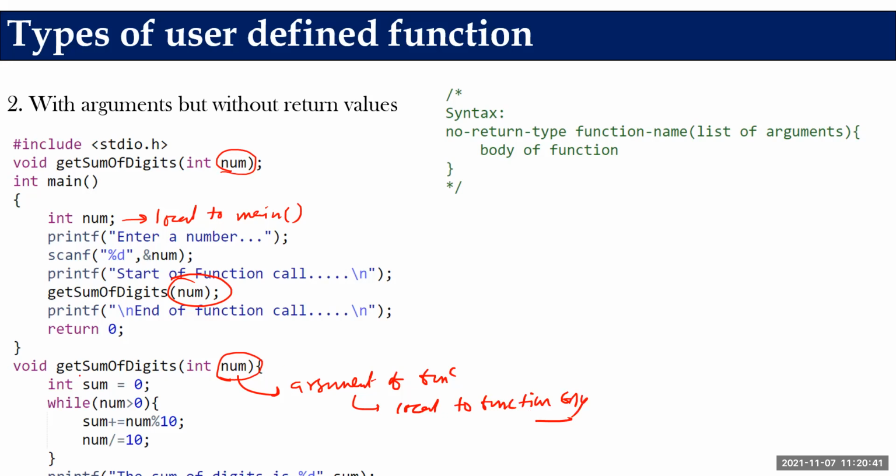Here the name of the function is get sum of digits. Okay, so now we are passing the number as an argument. So now the type of function is with argument. That means input will be taken care of by the calling function. Now we'll take care of the output. Definitely there is no return type, so output will be taken care of by the called function.